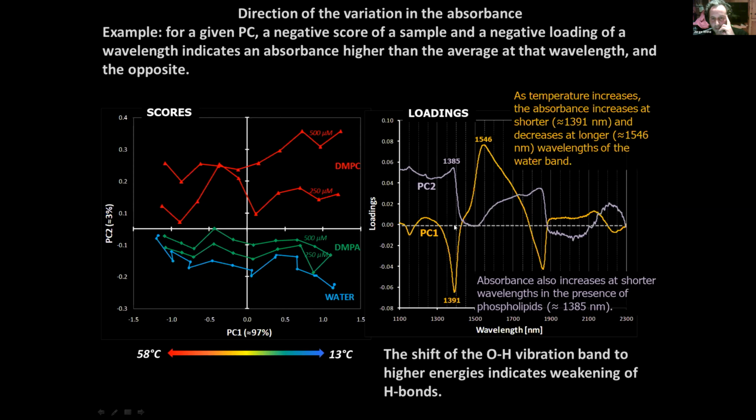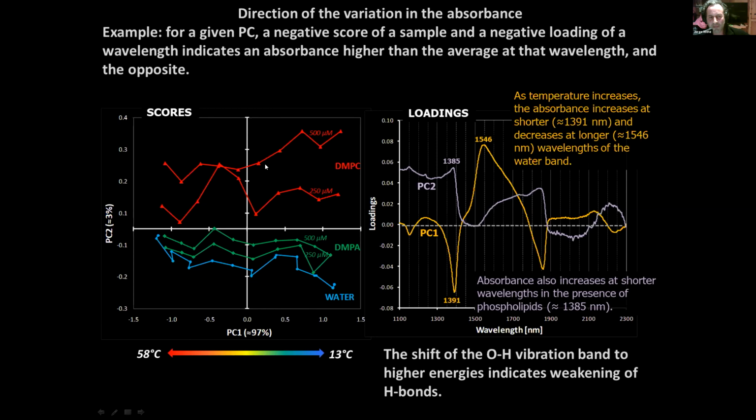So what does it mean? It means that as temperature goes from the coldest values to the hottest values, absorbance is increasing at this wavelength and decreasing at this wavelength. This means that the main overtone of water is moving to the left, to shorter wavelengths, around 1391, and the other one. So what does this tell us? This tells us that the variable temperature is moving our band to the left.